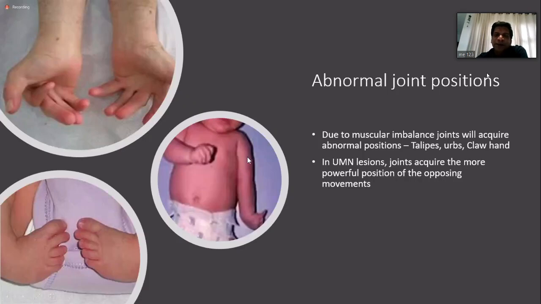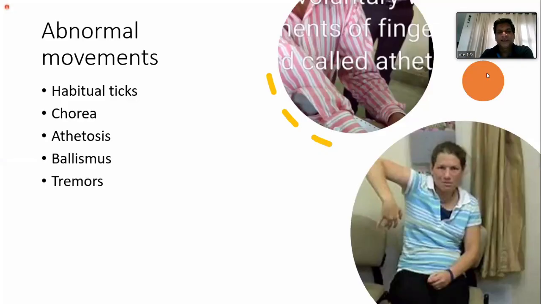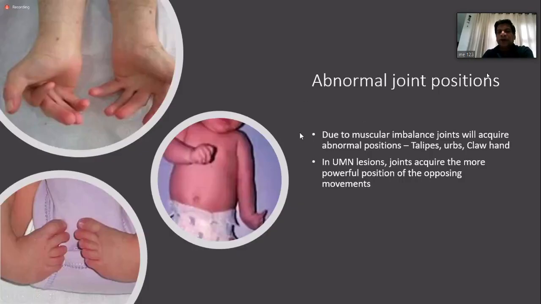Here again, in Erb's palsy, when the C5, C6 trunks are affected in the brachial plexus, the limb acquires a typical position of adduction at the shoulder, extension at the elbow, pronation, and flexion at the wrist, like a porter's tip hand, right? So, due to upper motor neuron lesions you can have abnormal postures, or due to muscular imbalance you can have abnormal joint positions. And if you keep the joint in this position for long, it will get fixed in that position, right?